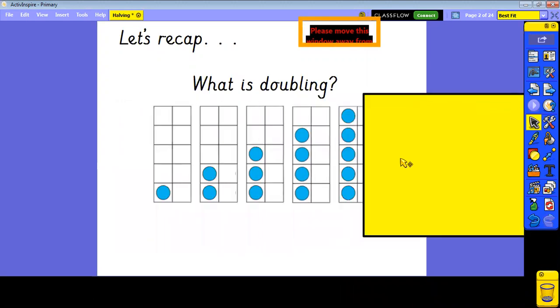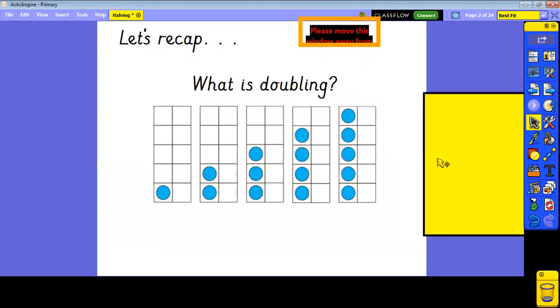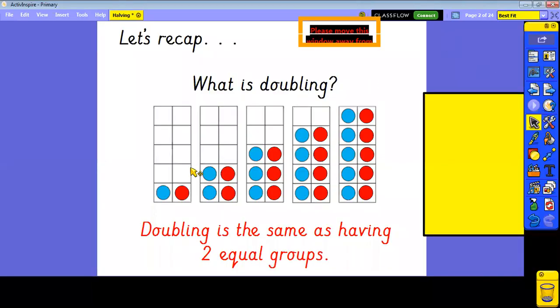So what is doubling? Well, here's our little hint. So well done if you said this. Doubling is the same as having two equal groups. If you remember from Friday, we had one and then we doubled it. That means we had two equal groups of one, and that gave us an even total. Here we've got double two, so we've got two equal groups of two, giving us the total of 4. Here we've got double 5, that's showing us two equal groups of 5, and we get the total of 10. So doubling is the same as having two equal groups.